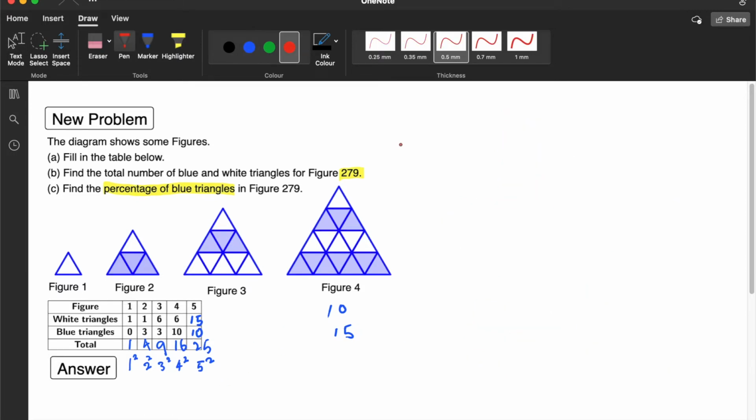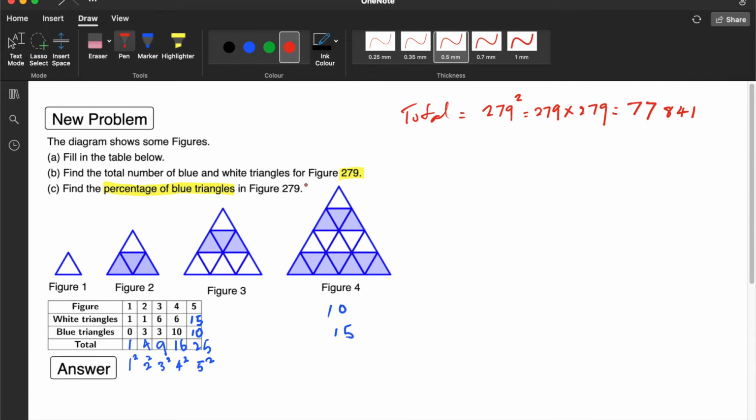Now let's do part B. We are supposed to find the total blue and white triangles for figure number 279. So the first thing we can do is to find the total. We know that the total is just the square of the figure number. So we have to take 279, square it, which is the same as 279 multiplied by 279. This is quite a big number. Take your calculator. I believe you're going to get 77841.